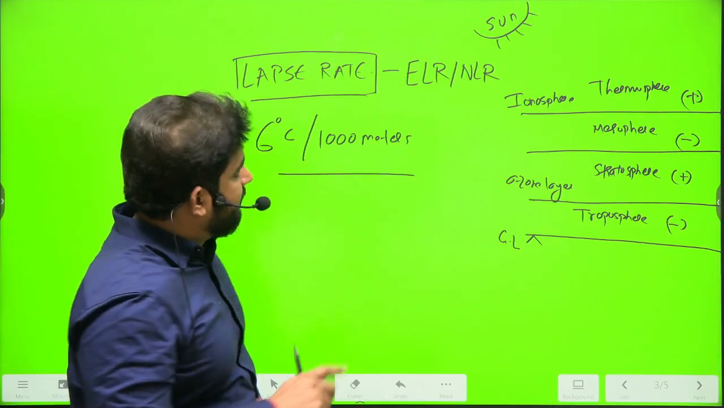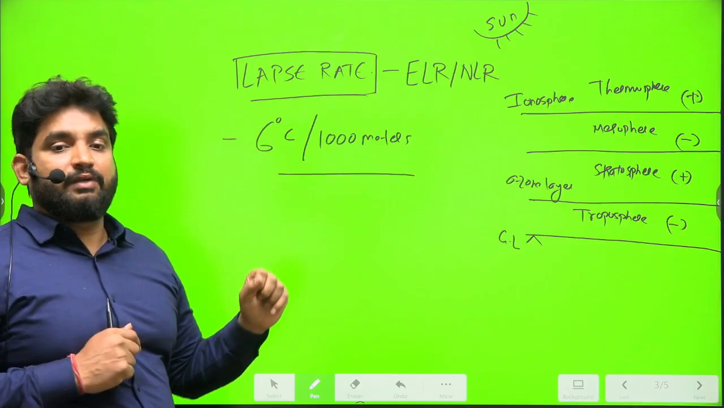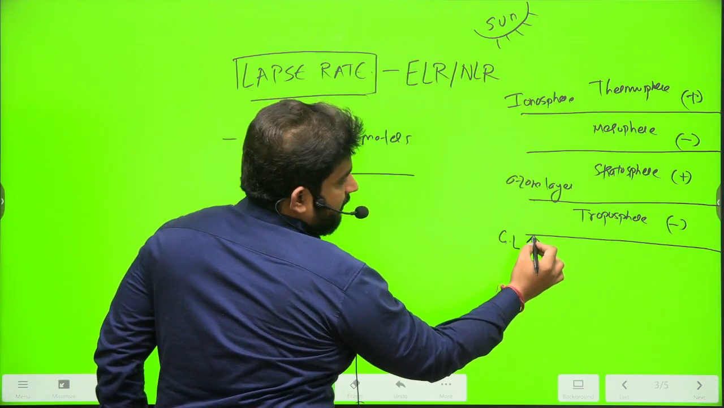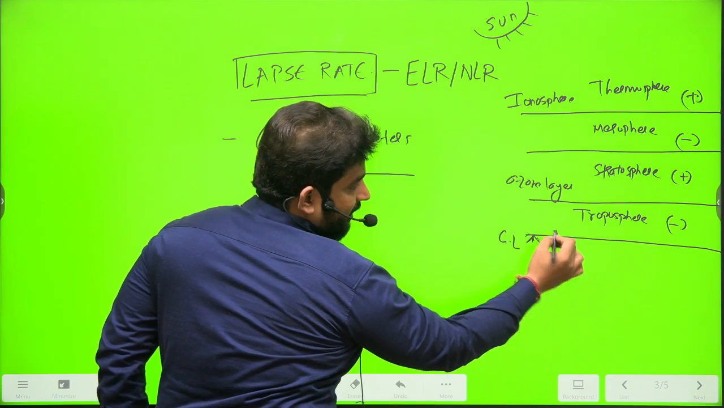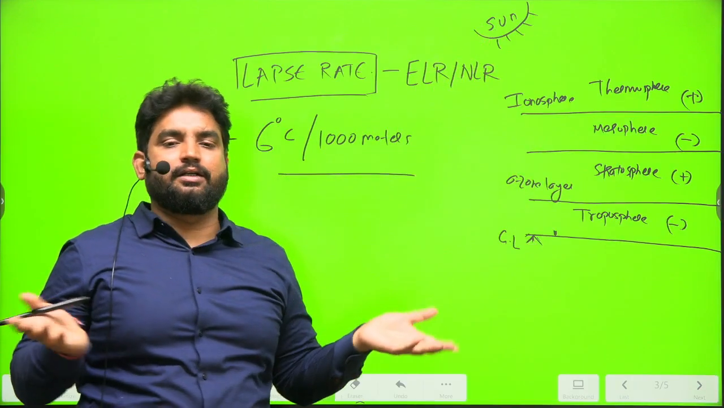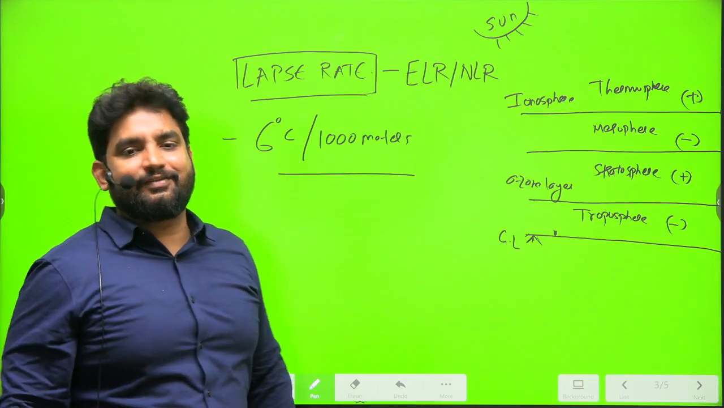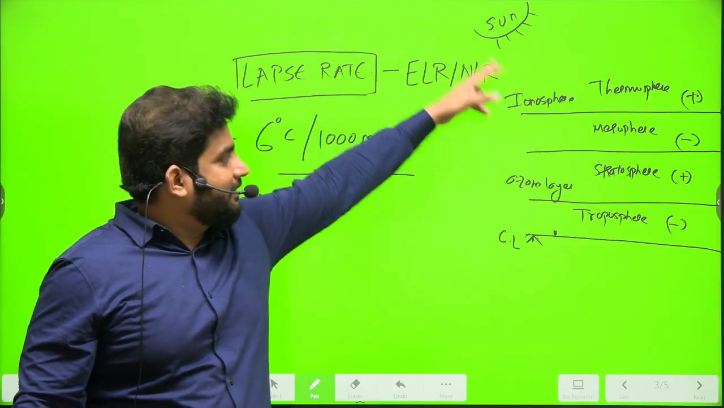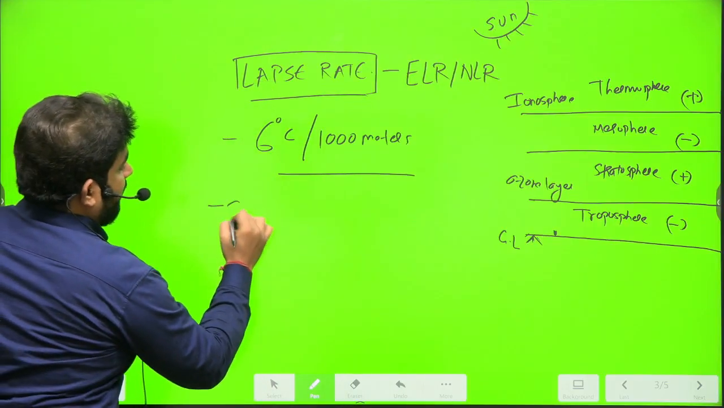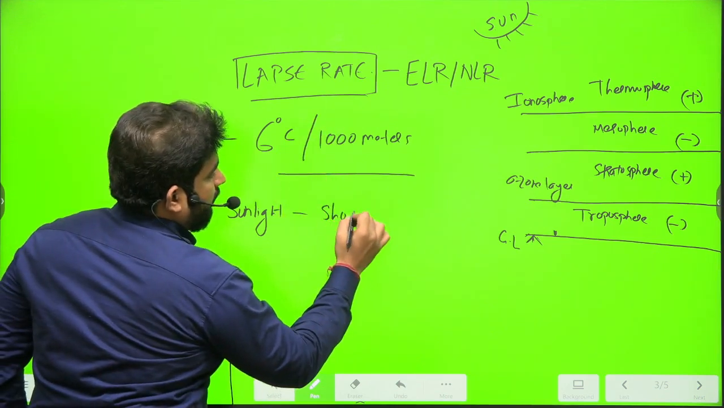So students, in order to understand why there is a fall of temperature of 6 degrees Celsius per 1000 meters in the troposphere, let's consider this is the sun, and this is our ground surface, where we are living on the surface of the earth. We know that life on earth is regulated by sunlight, sun radiation. Everything is connected to sun radiation itself. When the sunlight enters our atmosphere, it comes in the form of short wave radiations.